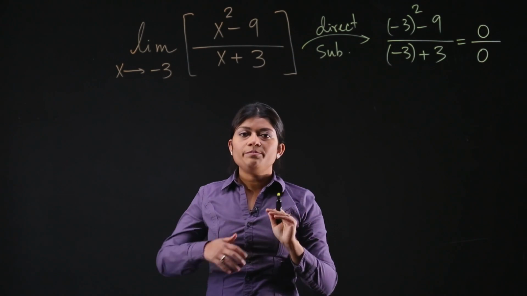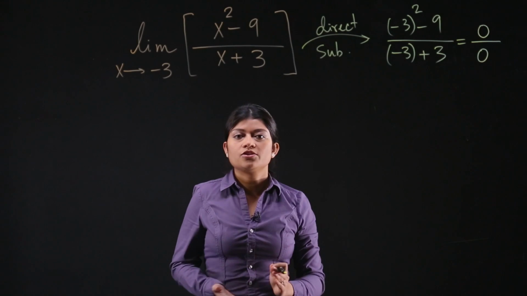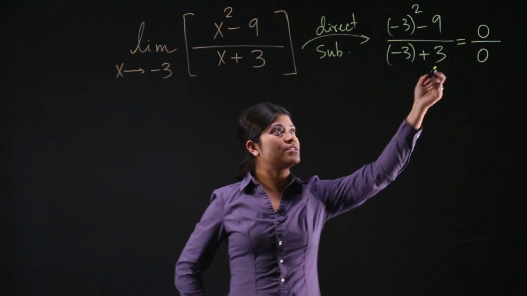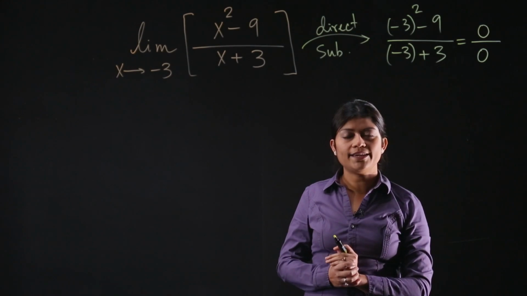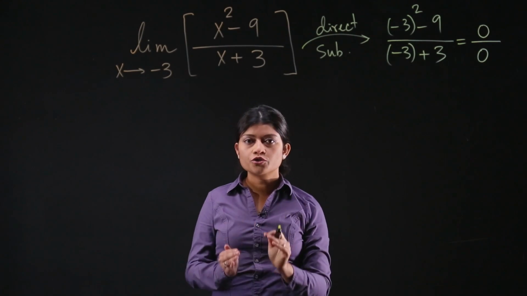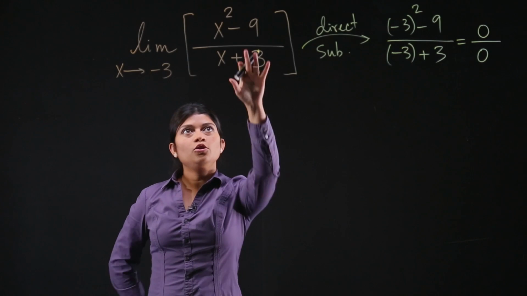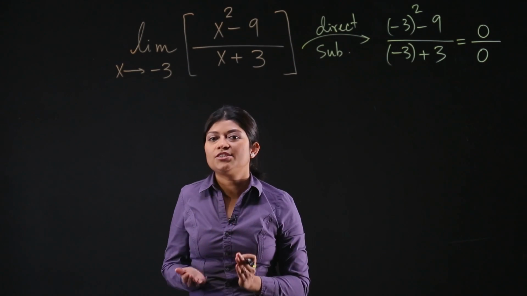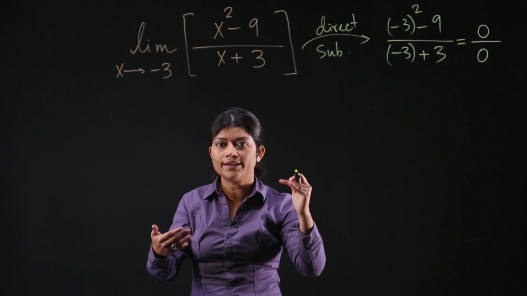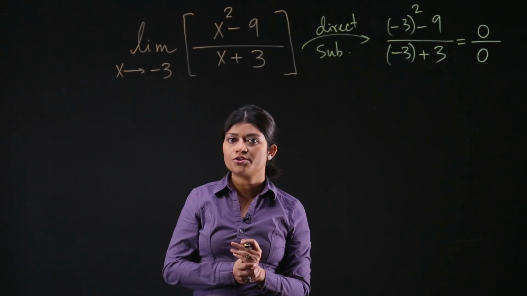So don't immediately assume that the limit does not exist. If there were some other number divided by 0, then it would be the case. But we should be careful and look at this expression and see if we can do some kind of algebraic manipulation to simplify it, and then see if we can do a direct substitution.